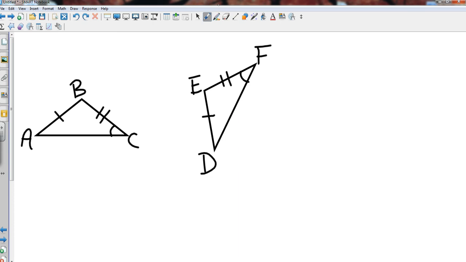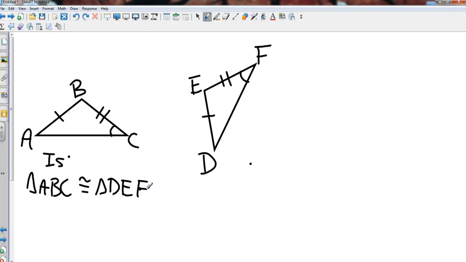So my question is, is triangle ABC congruent to triangle DEF? Okay, how many of you think that triangle ABC is congruent to triangle DEF? How many of you think that triangle ABC is not congruent to triangle DEF? Okay, how many of you are not sure, obviously, because some of you didn't raise your hands?